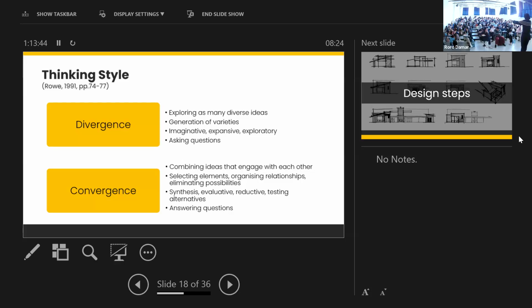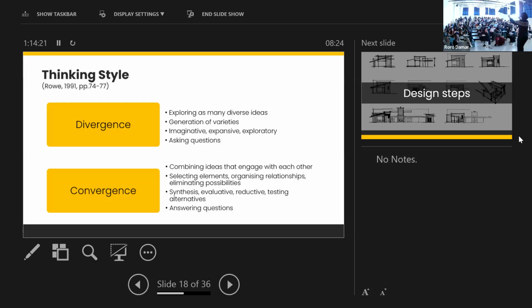The difference with convergent: convergent in design is usually the next step after the divergent part. After you have all the series, you cut so many things, and then you have so many on your table. Now, what to do with this? Okay, saya akan kerucutkan. I will trim it down. And then from all the possible concepts, which one will I make, I will translate into design, yeah. And then you combine ideas that engage with each other, selecting elements, organizing relationships, eliminating possibilities, synthesis, evaluative, productive, testing, alternative, answering questions.